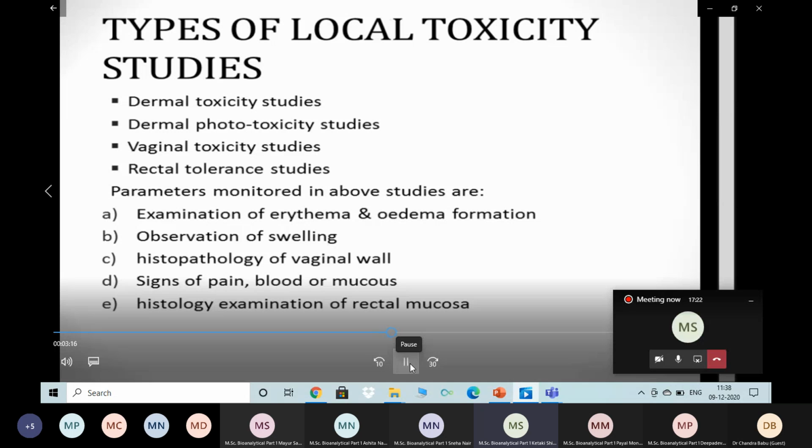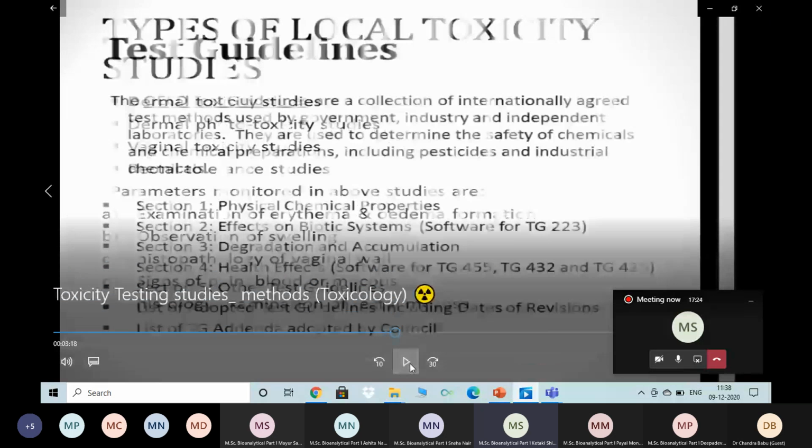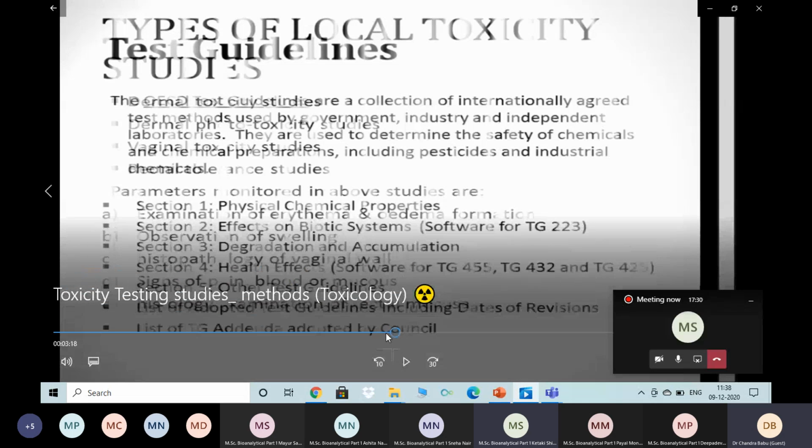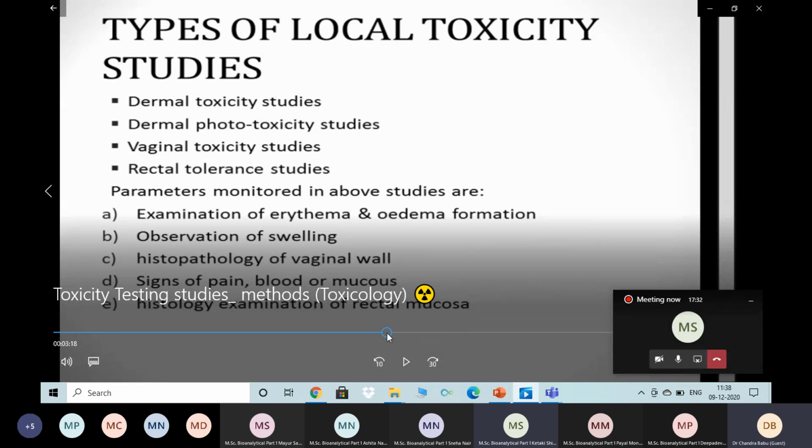So can you explain about phototoxicity? Sorry, beta. What does phototoxicity studies mean? Phototoxicity, beta. You want to know about phototoxicity? Okay, beta. Yes. Okay, beta.